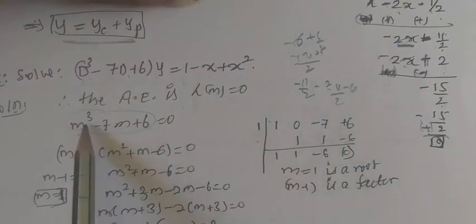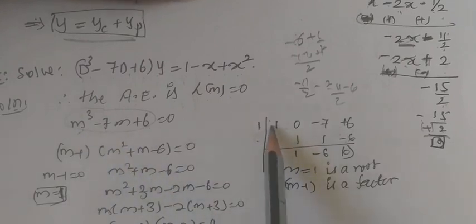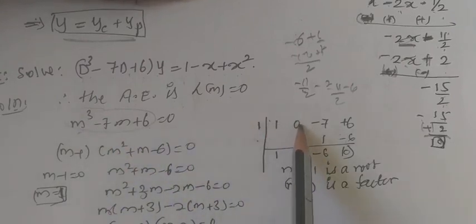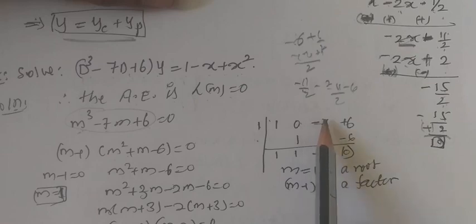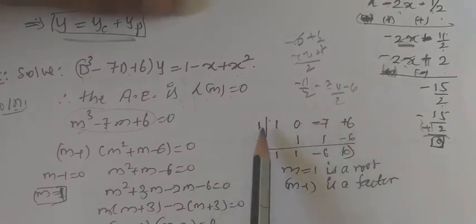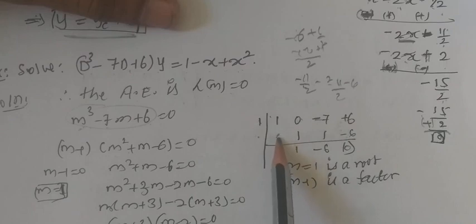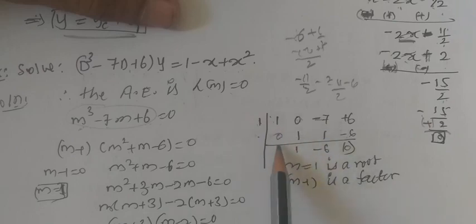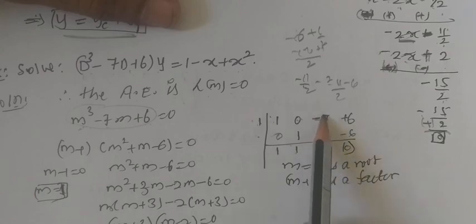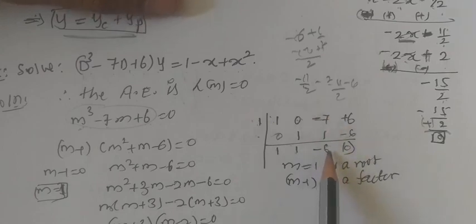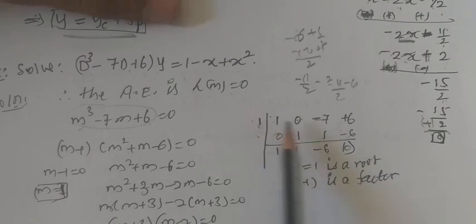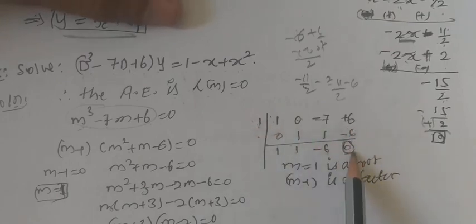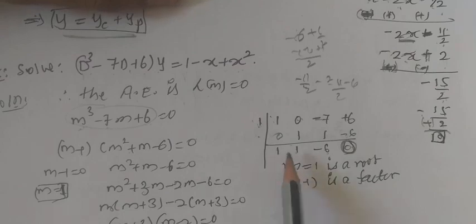So now we will use the synthetic division method, so I'll write down the coefficients here. 1, m square is missing, that is 0, m coefficient is minus 7, constant term is plus 6. We'll start with plus or minus 1. Start with 1. 1 into 1 is 1, add these two, that becomes 1. 1 into 1 is again 1, so minus 7 plus 1 is minus 6. Minus 6 into 1 is minus 6, this is 0. Once the last term becomes 0, we can say that m is equal to 1 is a root and m minus 1 is a factor.